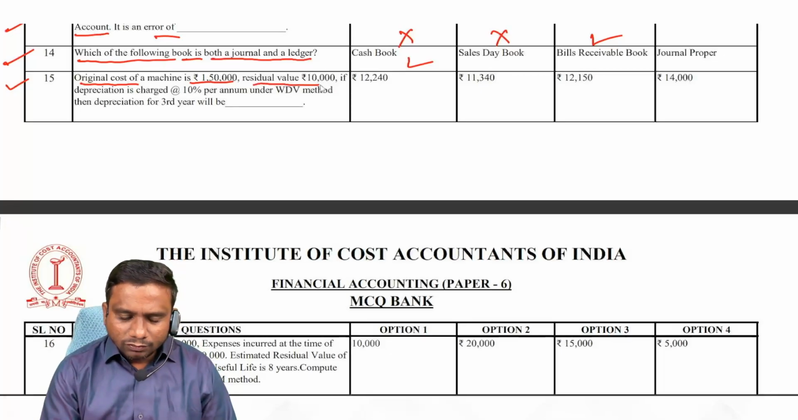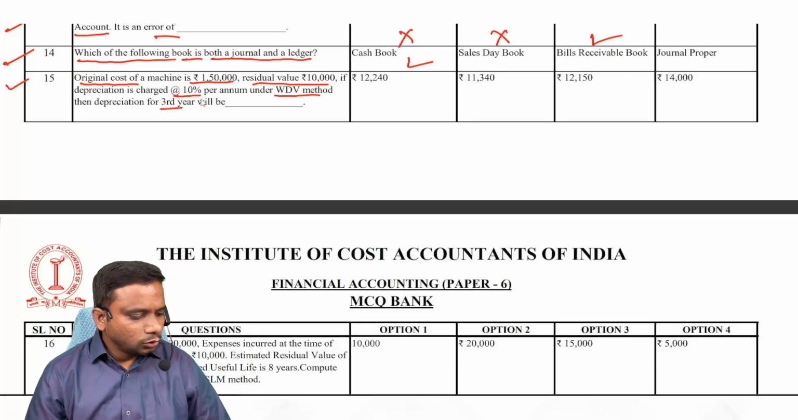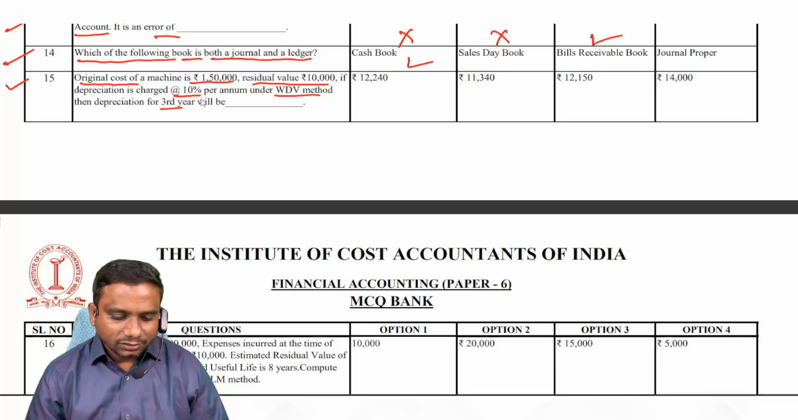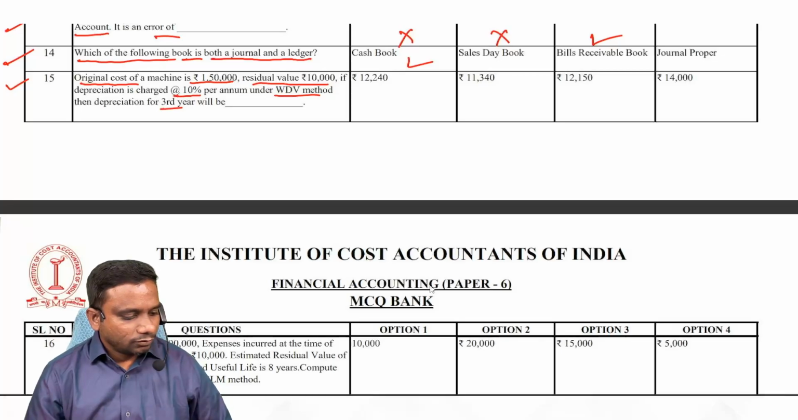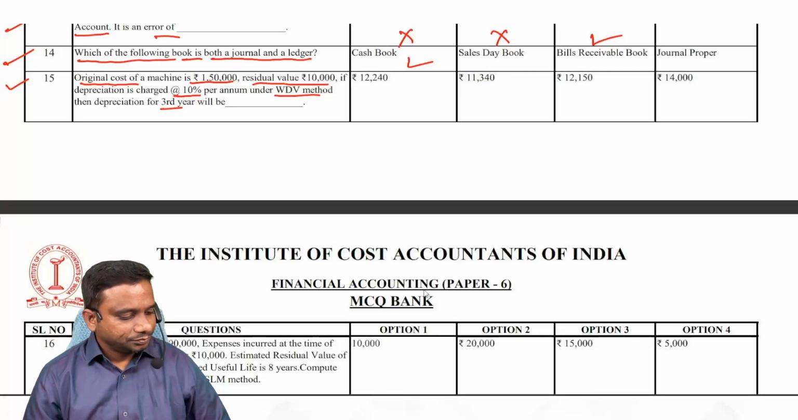Next one, 15th. Original cost of machine 1,50,000. Residual value 10,000. If depreciation is charged 10% per annum under WDV method, then depreciation for the third year. First you get 1 lakh minus 10% first year, minus 10% second year, minus 10% third year. So they are asking depreciation for the third year. Fine. So 1 lakh minus 10%, first year depreciation over, minus 10%, second year depreciation completed. Now you calculate 10%.